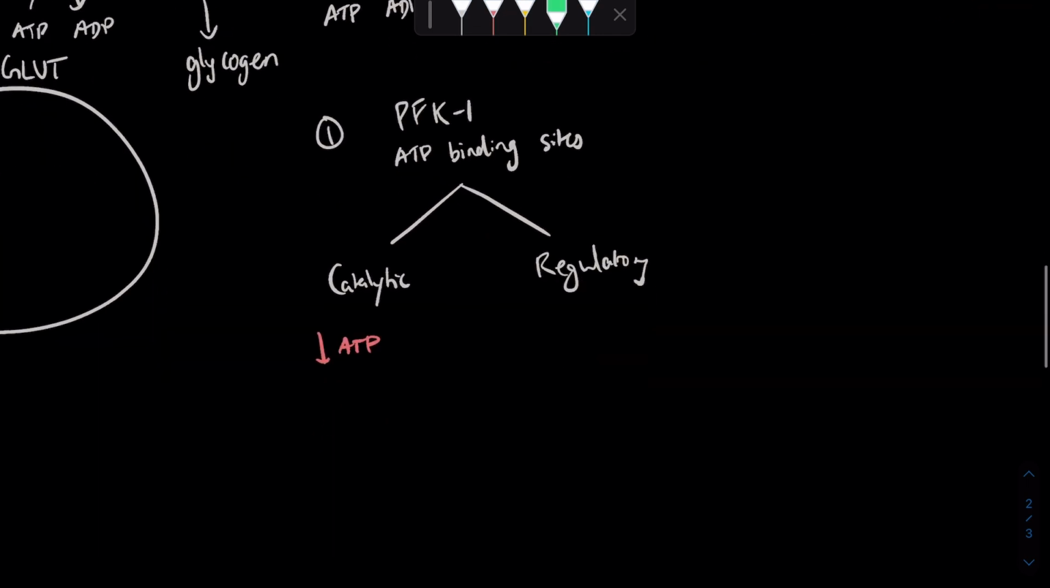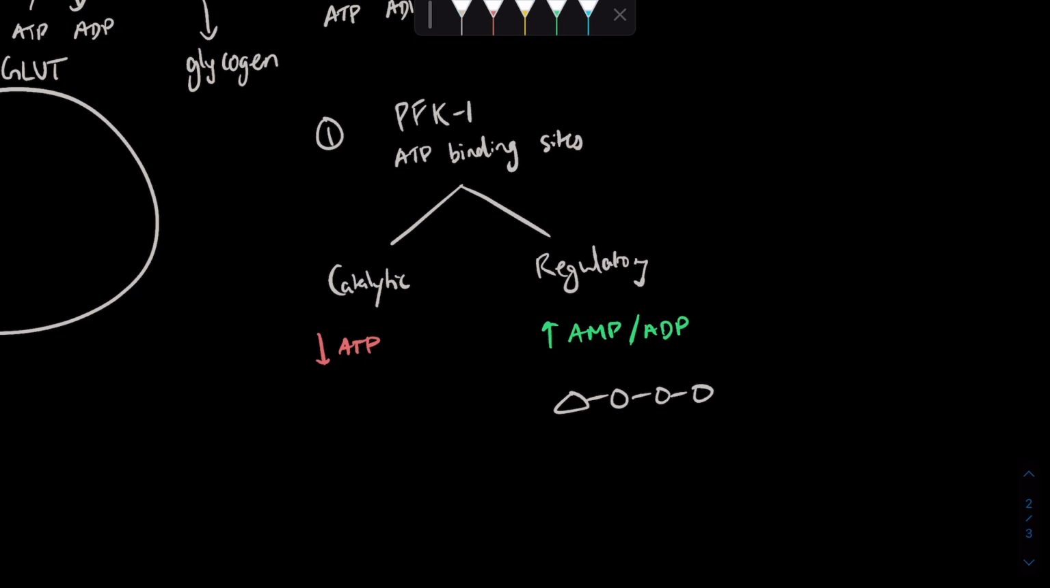And the other thing, the opposite, is going to be high levels of AMP and sometimes ADP. AMP and ADP sometimes are able to bind to a different regulatory site of PFK1. And when AMP and ADP bind to that site, that means we're in a low energy state. AMP is adenosine monophosphate. So where adenosine triphosphate had 3 phosphate groups attached, adenosine monophosphate only has 1, and adenosine diphosphate only has 2. So that means we don't have a lot of ATP. We're in a low energy state.